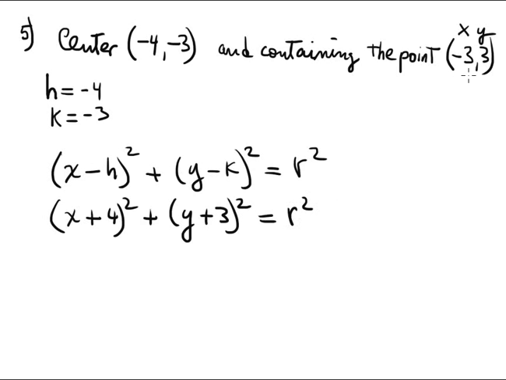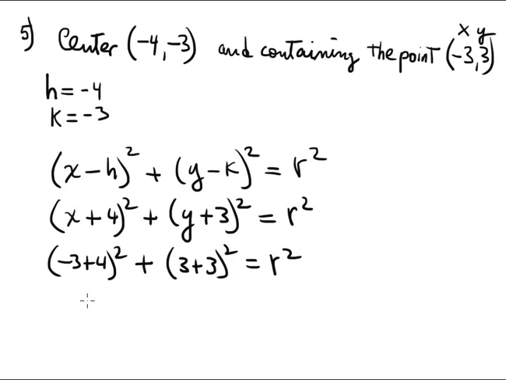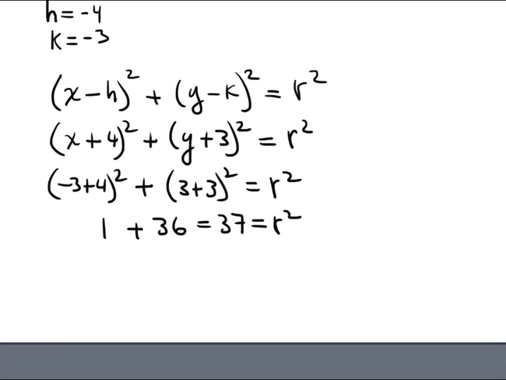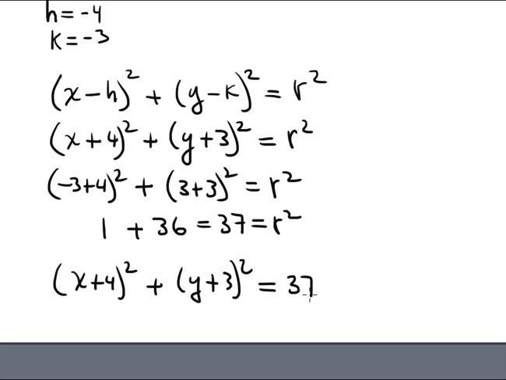So for finding the r, I'm using this point. So x is minus 3 plus 4 squared plus 3 squared equal r squared. 4 minus 3 is 1, squared is 1, plus 3 plus 3 is 6, squared 36, now 37. r squared is 37. So far, our equation is x plus 4 squared plus y plus 3 squared equal 37.